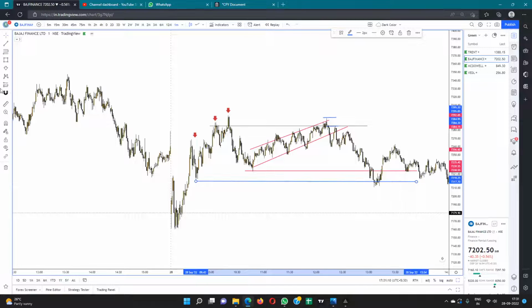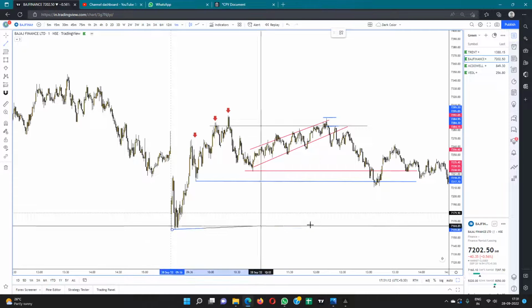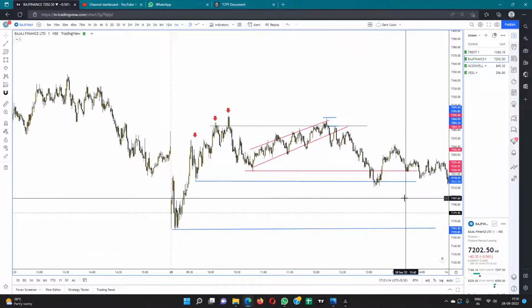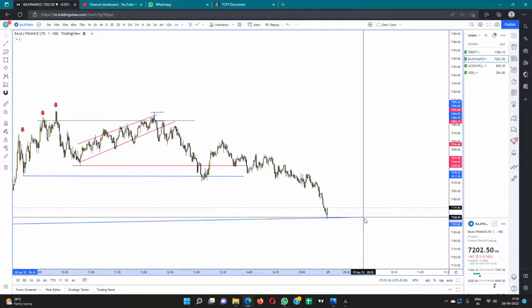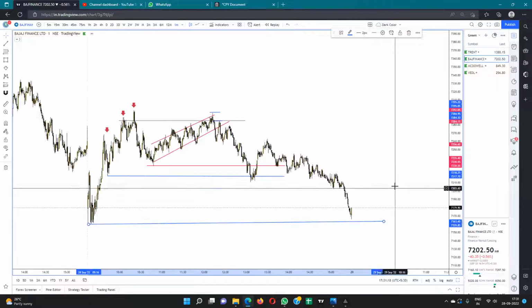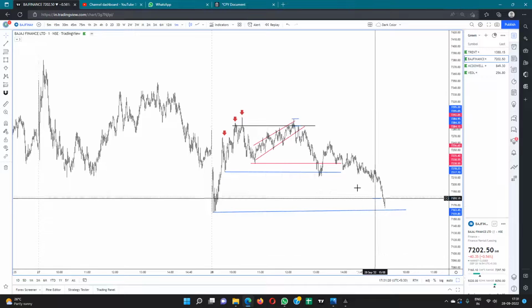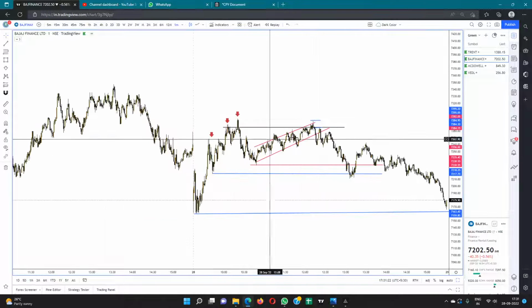This is your second target, and then ultimately the low of the day. Not sure when the market has gone, maybe missed by some points. Maybe it will clear this tomorrow morning. So this was also a very fine trade. Let's go to McDowell.